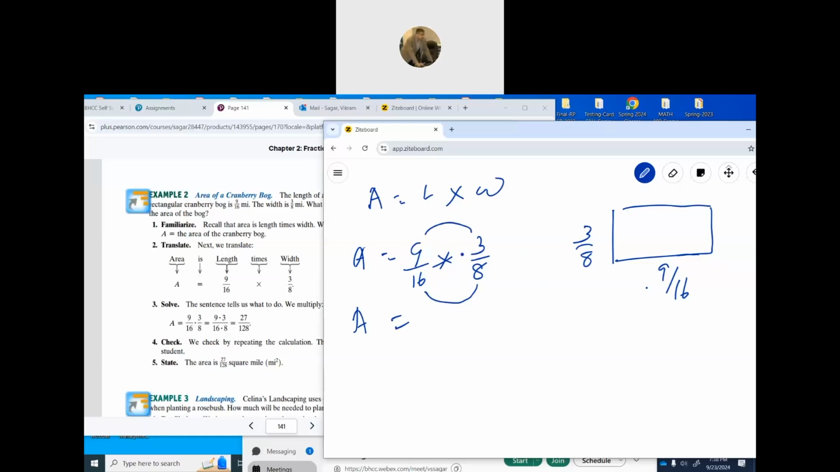You multiply the numerator with the numerator, denominator with the denominator. Okay, so you have a calculator here. Anybody have a calculator? 9 times 3 is what? 27. And 16 times 8 is what? Calculator, please. This is pretty easy, right?